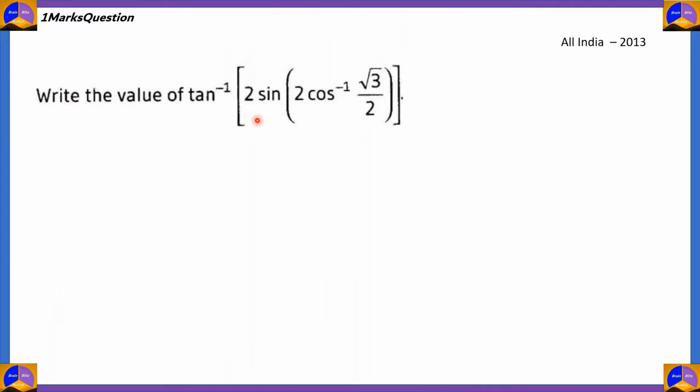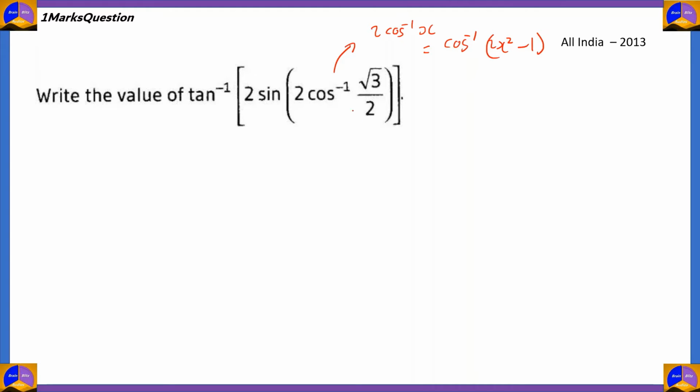Write the value of tan inverse of 2 sine 2 cos inverse root 3 by 2. So when these kind of questions come and we have to find the value of this, the first thing that we need to do is to look at what quantities are present inside the innermost brackets. In this case, that is 2 cos inverse root 3 by 2. So this small bracket is similar to the form 2 cos inverse x. And the formula for 2 cos inverse x is cos inverse of 2x squared minus 1.